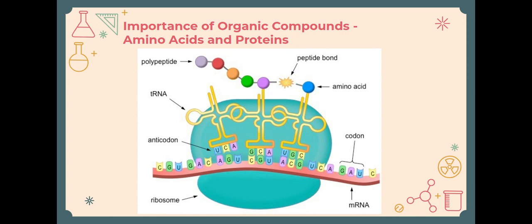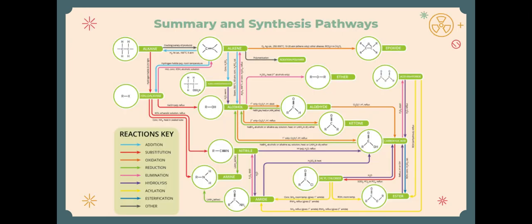In the process of translation, the genetic code contained inside mRNA is deciphered to build a polypeptide chain out of specific sequences of amino acids, leading to proteins with a variety of functions.